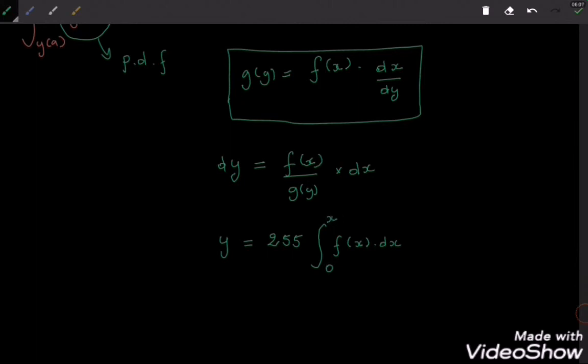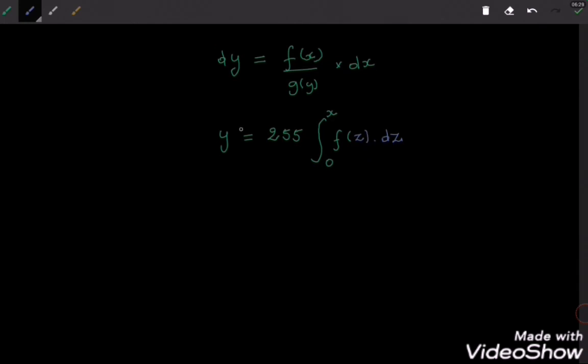And for consistency, just not to get confused by the variables, we replace x with another variable, for example w or z. So this would be f of z d of z. Now, this is the mapping function I've been looking for, y of x. And this is its expression.